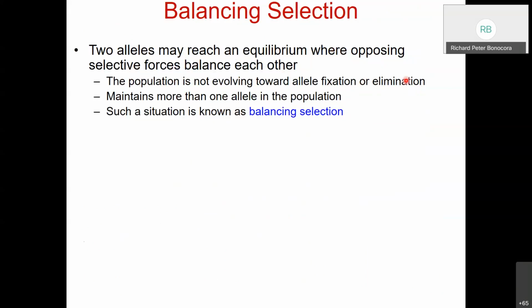Allele fixation means that if you start out with a population with two alleles for a particular trait, an allele that is fixed is represented in 100% of the individuals. That's the only allele that's there. And allele elimination, you can imagine, is that now there are none of these alleles in the population. When we talk about allele frequencies, fixation has a frequency of 1, or 100%, and when an allele is lost or eliminated, it has a frequency of 0.